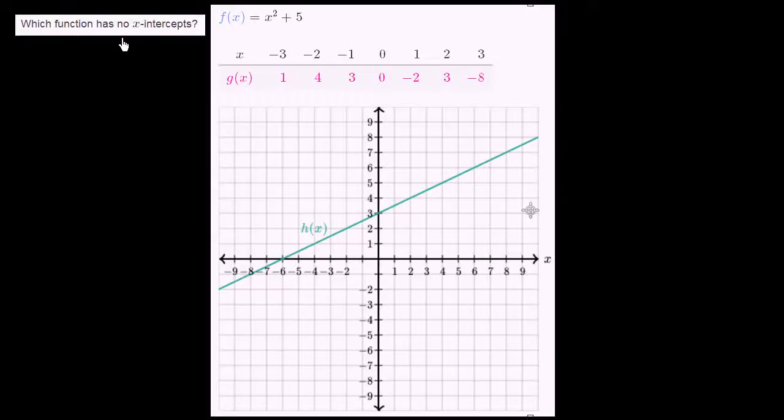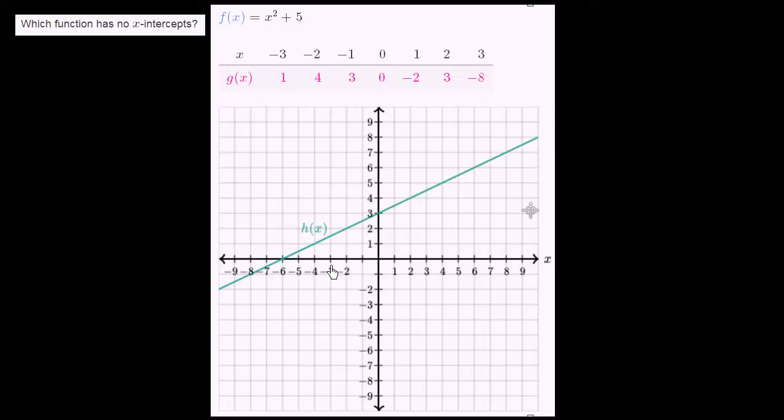Which function has no x-intercepts? So an x-intercept is a place where the function intersects the x-axis. And what do we know about what's going on when something is on the x-axis? Well, if something is on the x-axis, then you could say the y value is 0. Or if y is equal to the function, you would say that the value of the function is 0.